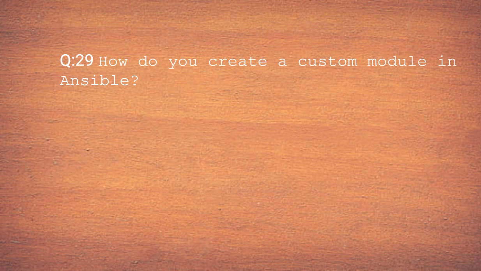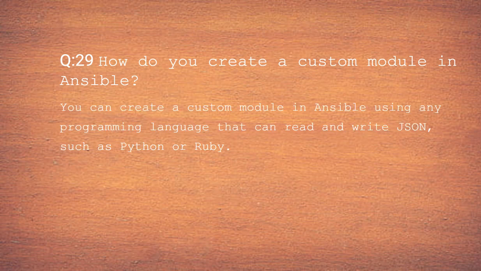How do you create a custom module in Ansible? We have a very large number of modules available in Ansible, but there might be a condition in your organization where you need some special module to perform a special task, and the available modules are not working. So you can write your own modules. What do you need? Any programming language that can read and write JSON, such as Python or Ruby. Python or Ruby are best if you want to write one.